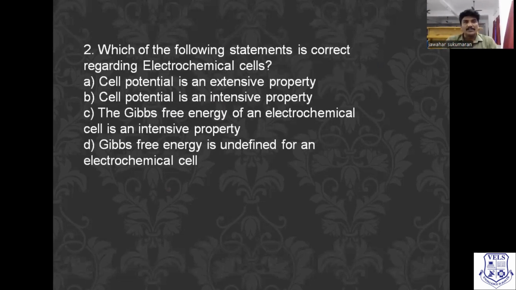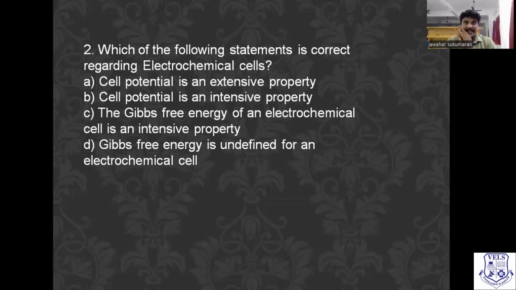Which of the following statements is correct regarding electrochemical cells? A. Cell potential is an extensive property. B. Cell potential is an intensive property. C. The Gibbs free energy of an electrochemical cell is an intensive property. D. Gibbs energy is undefined for an electrochemical cell. Which one is the correct answer?